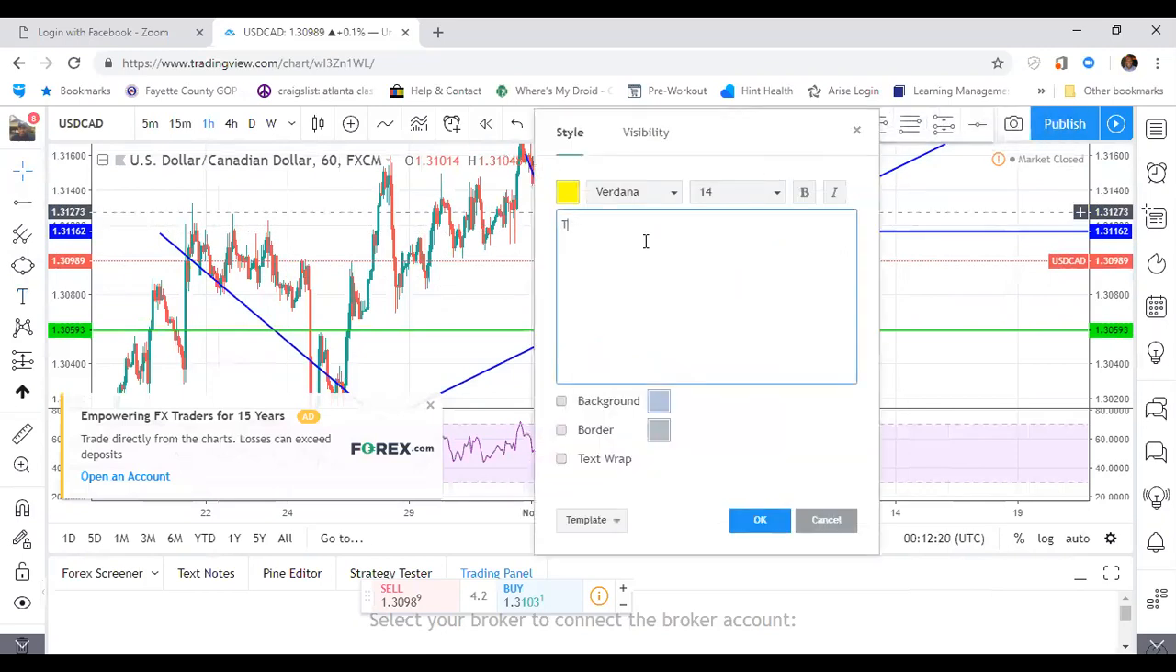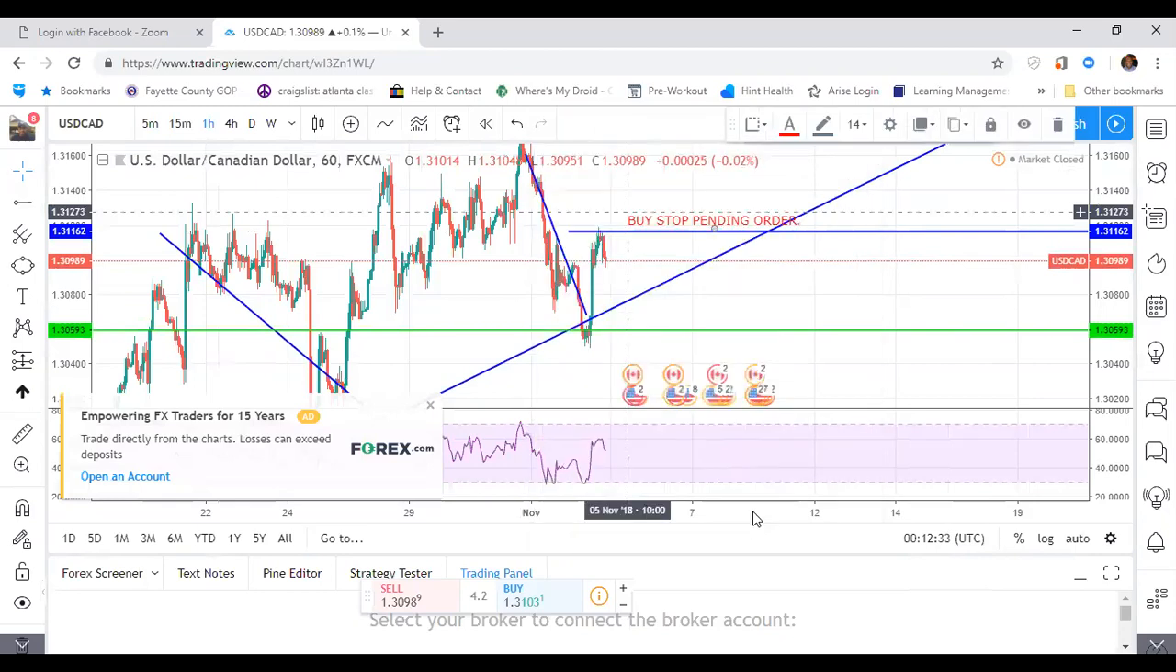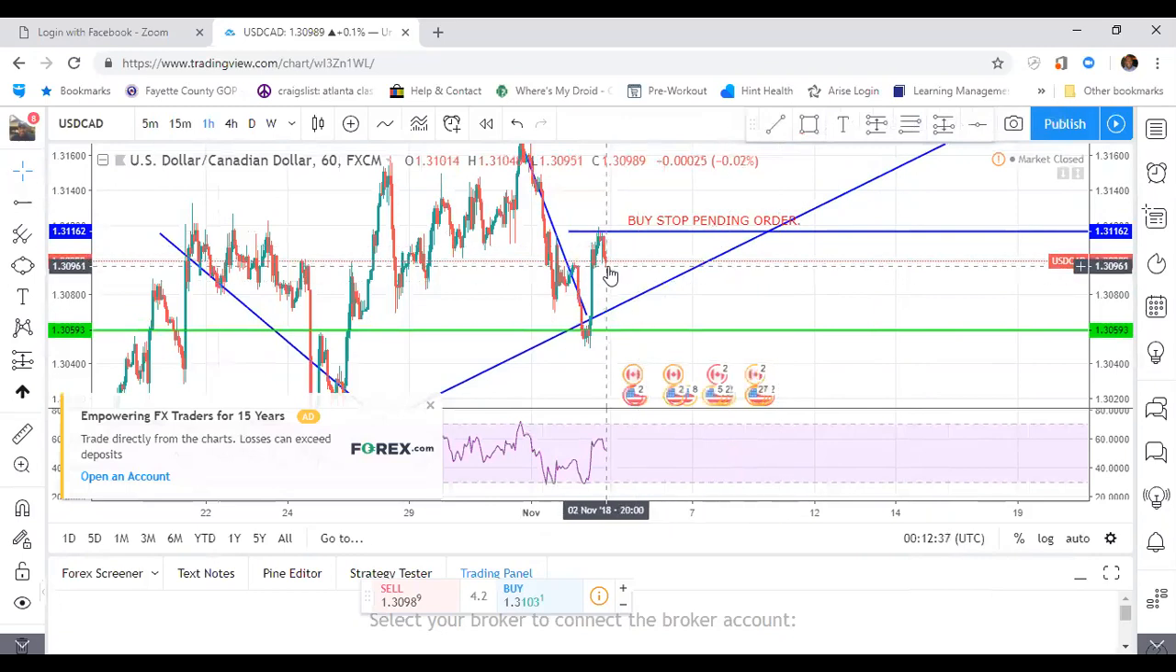And put in a buy stop pending order. Okay, that's where I would put my buy stop. So when it turns, I can catch it. I can catch it on the way up.